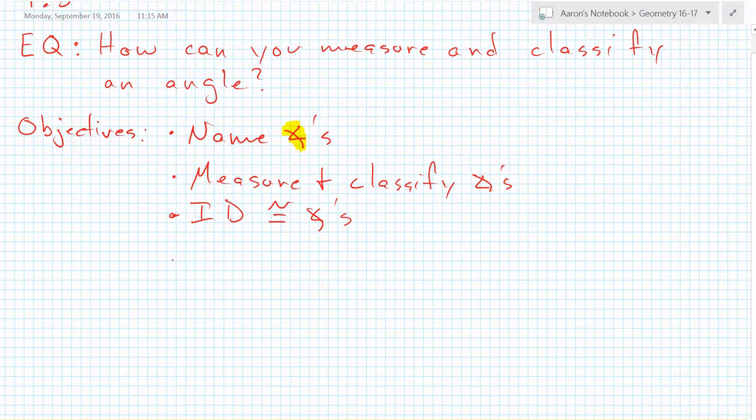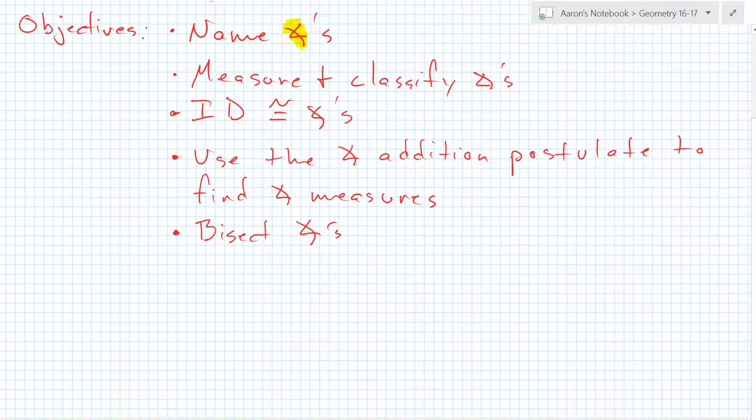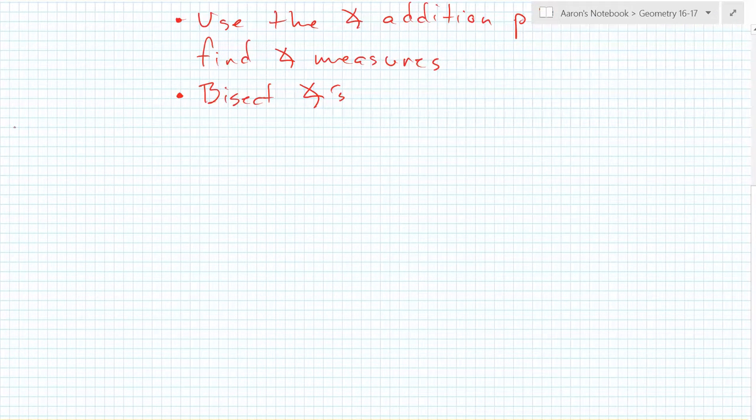We are going to use the angle addition postulate to find angle measures. And we're going to bisect angles. Seems like we're going to do a lot, but a lot of this stuff is going to go really quick. So, let's get going.